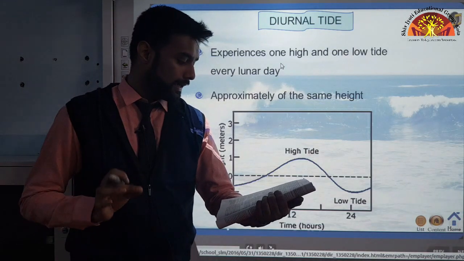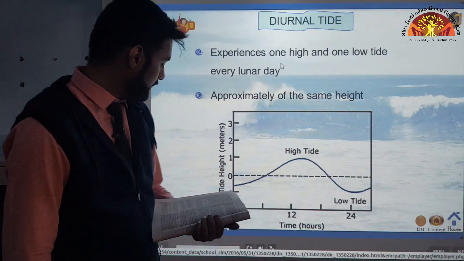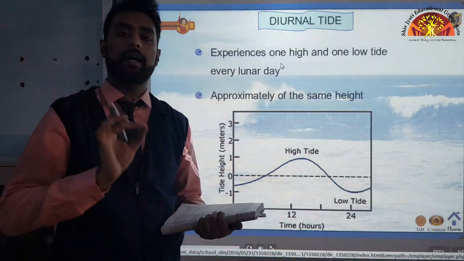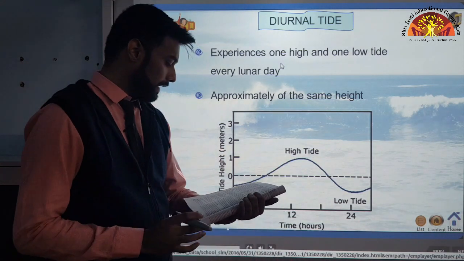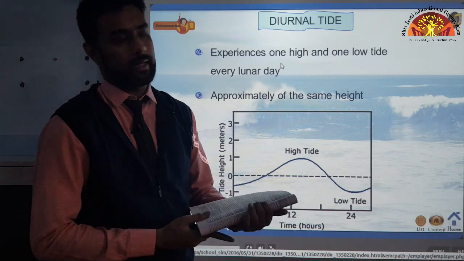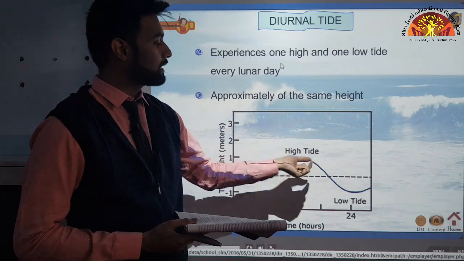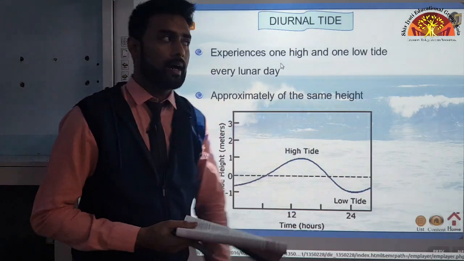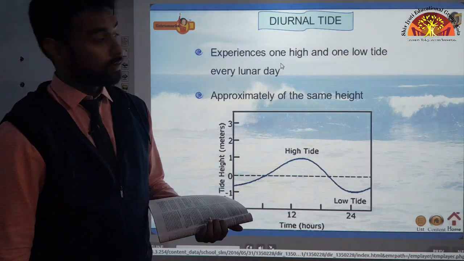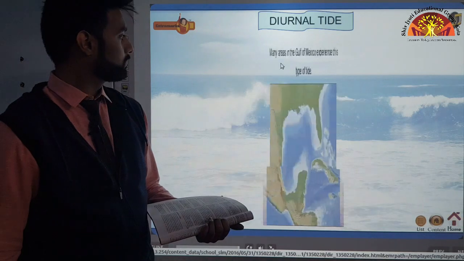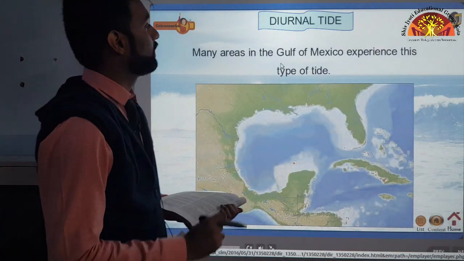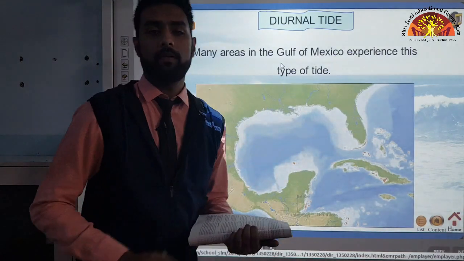Now our next topic is a diurnal tide. There is only one high tide and one low tide during each day. So there will be one high tide and one low tide, as you can see here. The successive high and low tides are approximately of the same height. However much the water rises up, the depth will be created of the same height. It is easy to understand. Where are they formed? They are formed in the Gulf of Mexico, which experiences this type of tide.